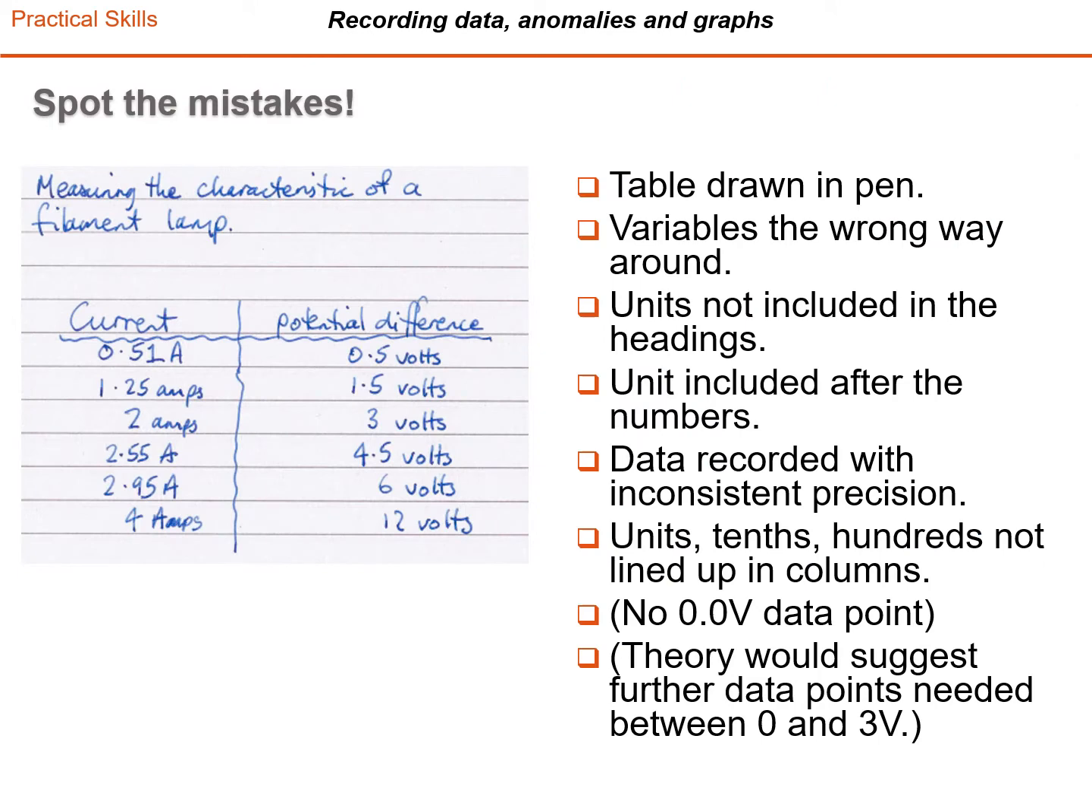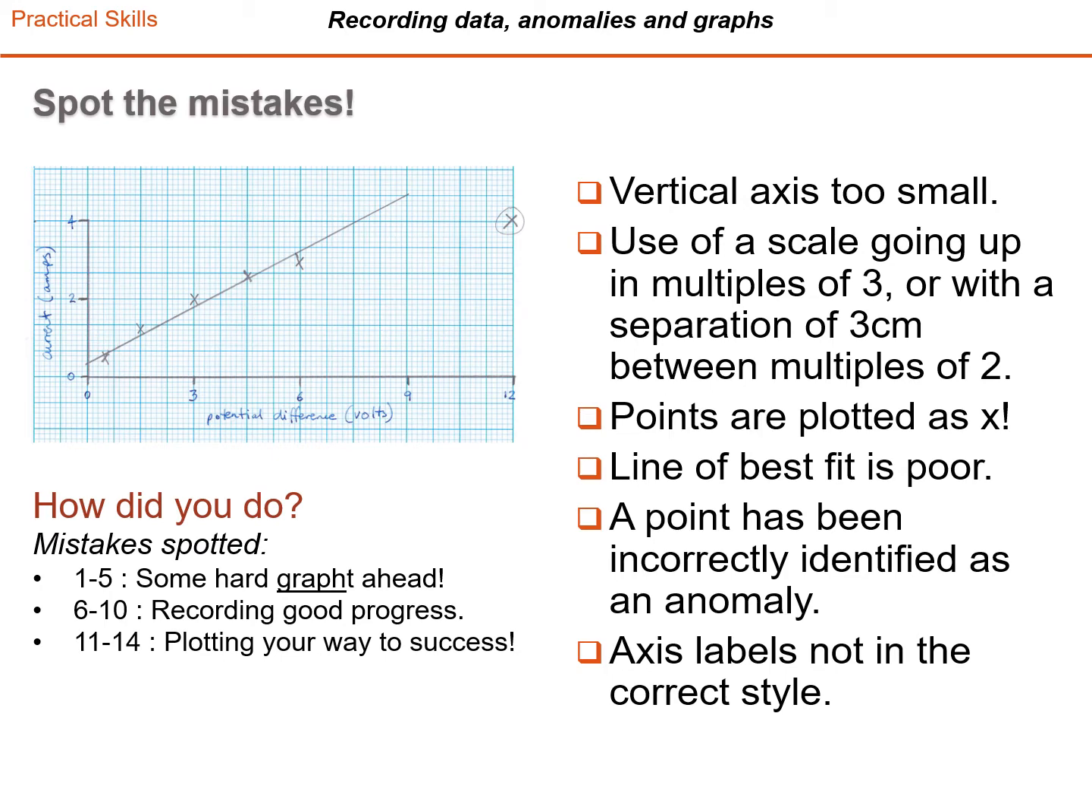So here are the errors, here are the mistakes in the table. 8 different mistakes here. Take a look through and see how many of those did you get. Hopefully you've got a good few of those already. You've recognized those. And here are the mistakes that there are on the graph. 6 mistakes here.